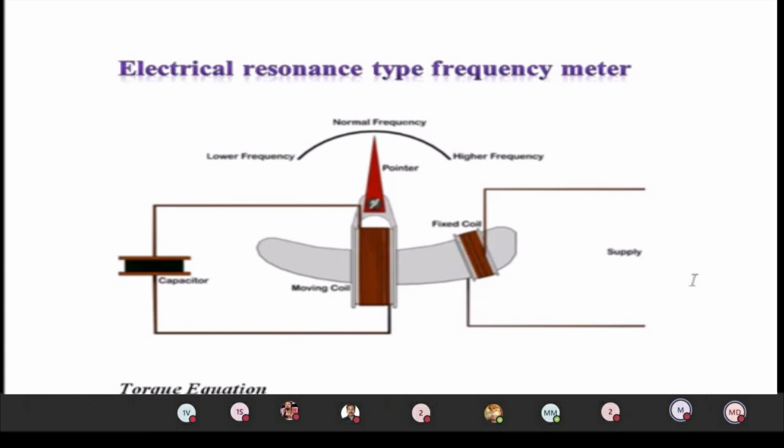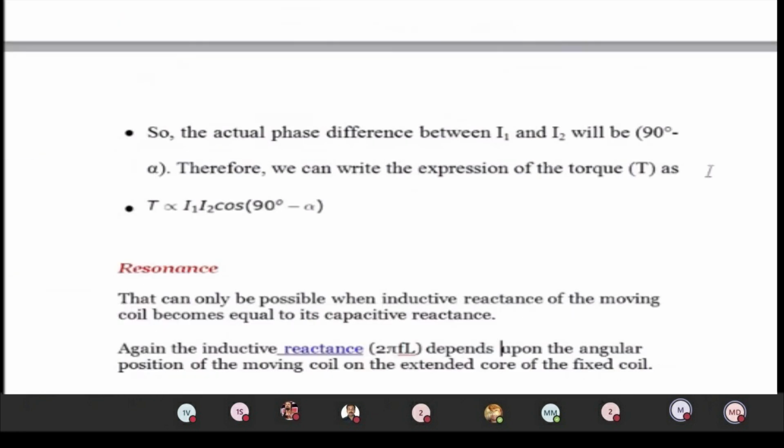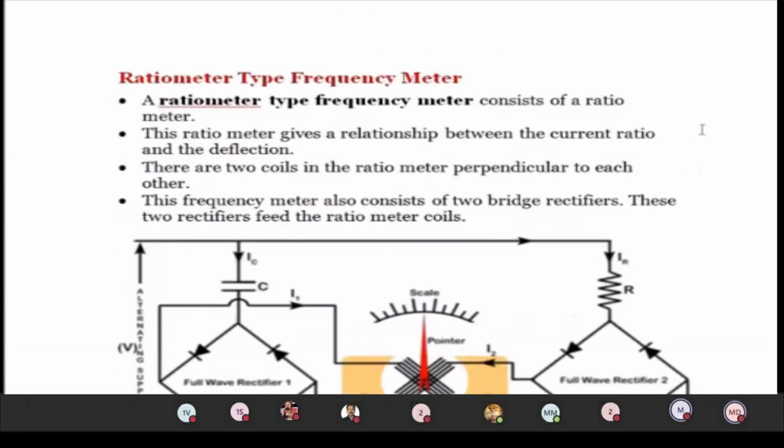So this is the method we are going to measure the frequency using the electrical resonance type. From the name itself we can understand, there must be a resonance condition attained. So to attain the resonance condition, the inductive reactance and capacitive reactance of the circuit should be made equal. Okay, we can discuss the next type, which is known as a ratio type meter.